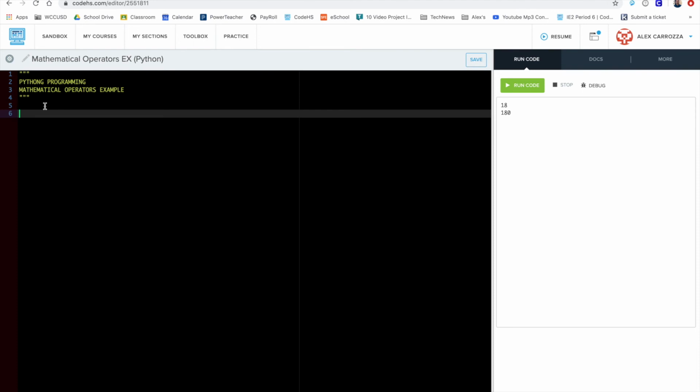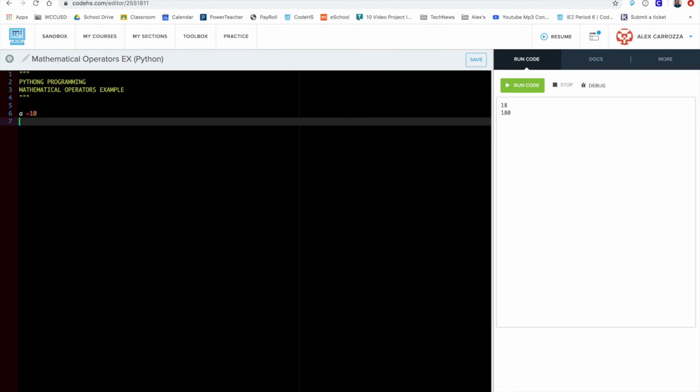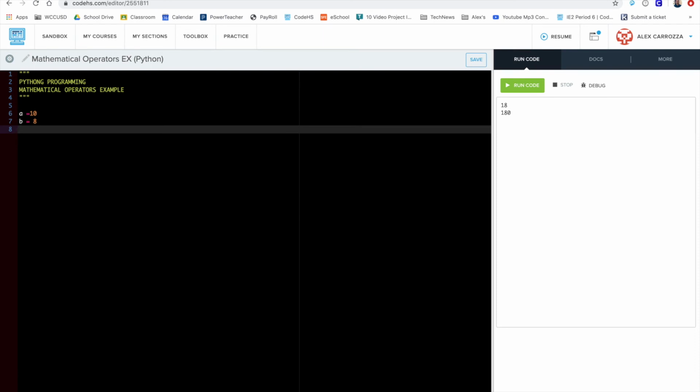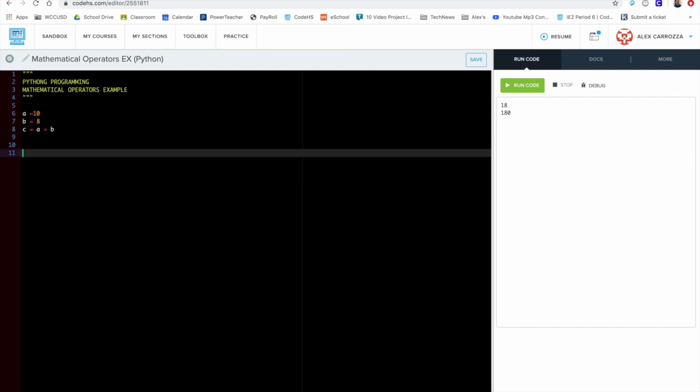Let's go over my own example. That way we can understand it a bit more. All right, let's set some variables. We'll go a equals 10, b equals 8, c equals a plus b. All right. So let's just do print c. So when we print c, it's running this, right? A plus b. 10 plus 8 is 18. So I should have an 18 right there, as you can see.